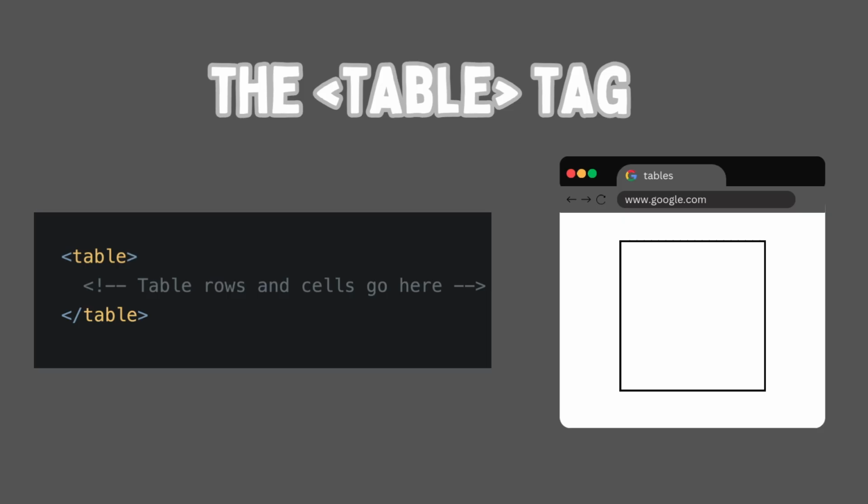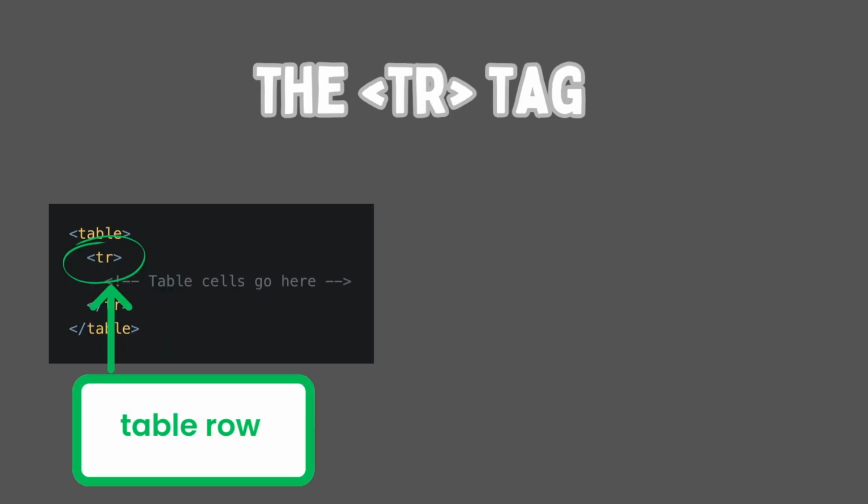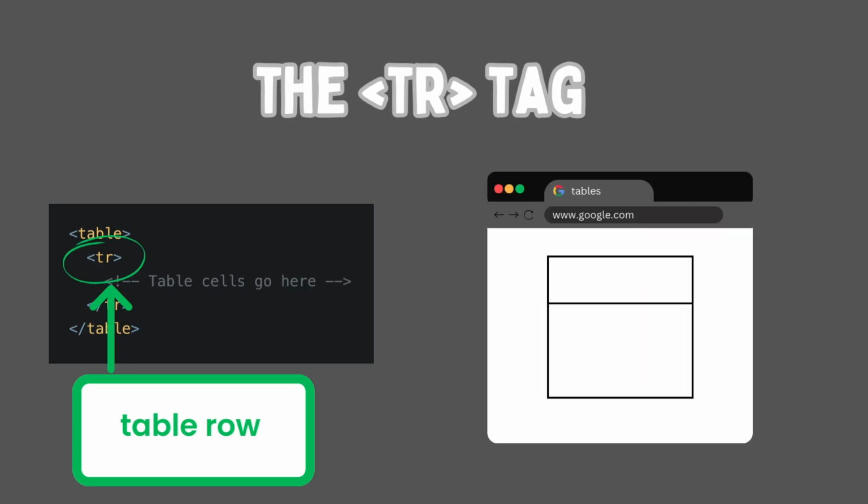This tag creates the table structure and all table elements go inside it. Everything between the opening table and the closing table tags will be part of the table. Next is the TR tag, which stands for table row. Each TR tag creates a new row in the table. You'll use TR tags to organize your table into separate rows.